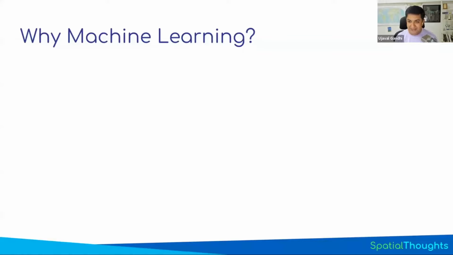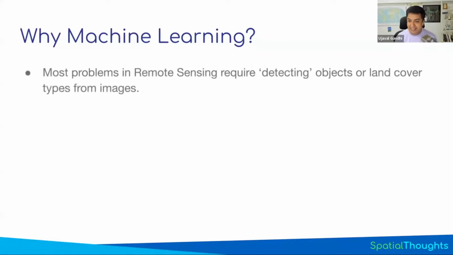Maybe there are good reasons to do this, but the real reason to use machine learning is because machine learning is ideal for a lot of problems in remote sensing. Most problems in remote sensing boil down to detecting what you are looking at in the image. So you have an image, you want to know, what am I looking at? What kind of material is this? Is this vegetation? Is it water? So it's detecting land cover type, or it's detecting, what am I looking at? Is it a car? Is it a house? Is it a road?